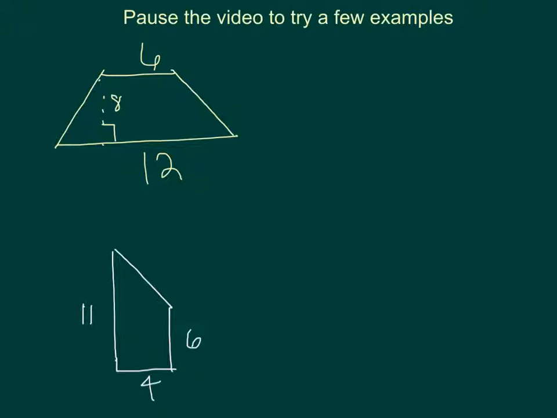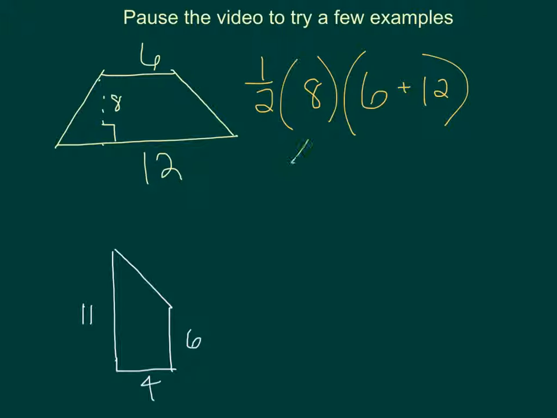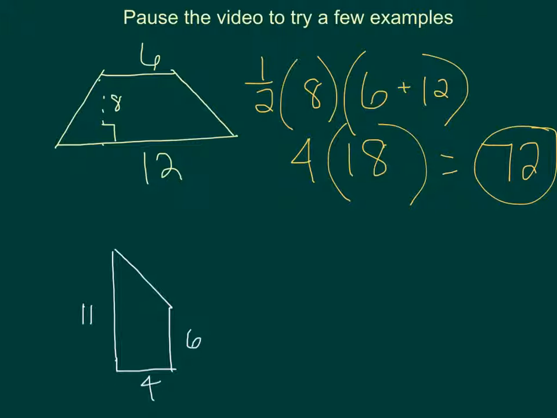For the first example, we have 1/2 of the height. So 1/2 of the height, which is 8, times 6 plus 12. So 1/2 of the height would be 4, and you're going to multiply that by 18. So if you do 18 times 4, you get 72, would be the area of this trapezoid.